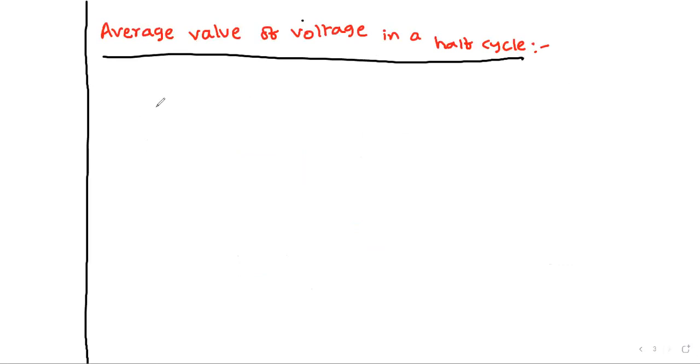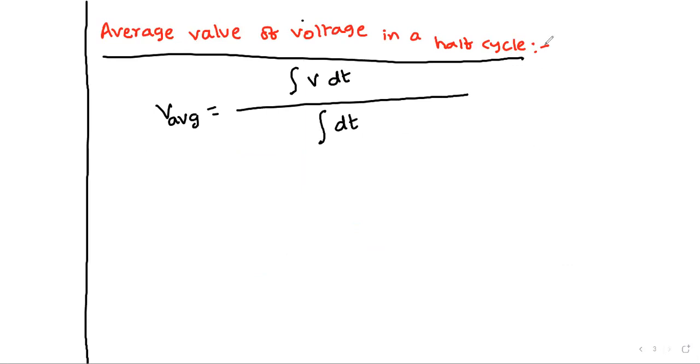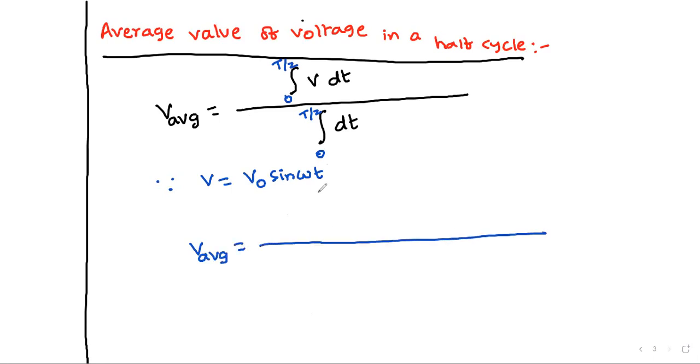So I can write V average equal to sum of all the voltages in the time interval, V dt, in the total time, that is integral dt, where we are integrating with respect to time, that is in a half cycle, 0 to T by 2. Since I know that V is equal to V naught sine omega t, V average is integral 0 to T by 2 V naught sine omega t dt by integral 0 to T by 2 dt.